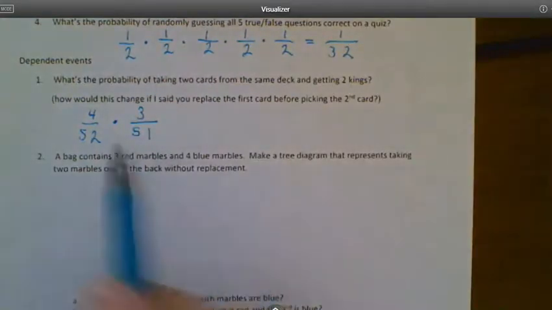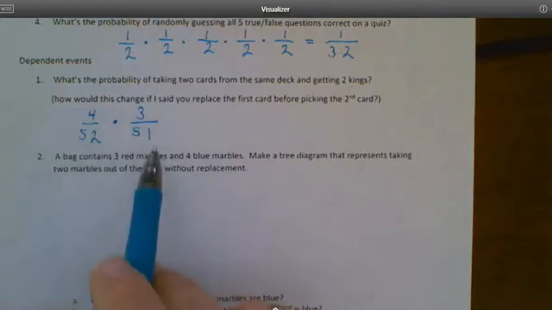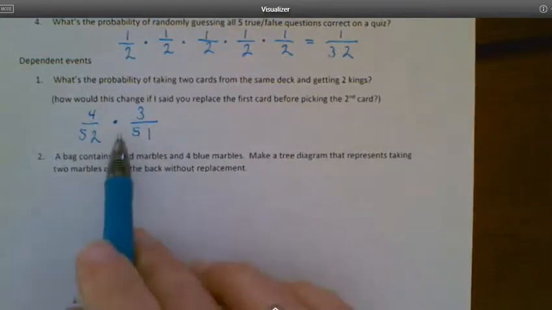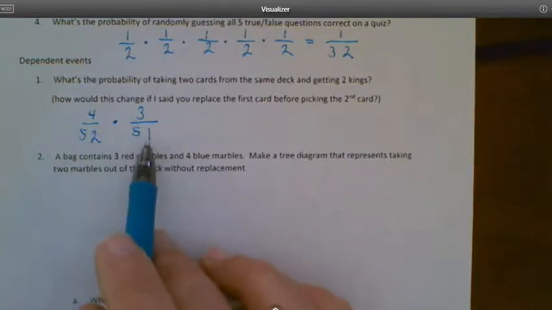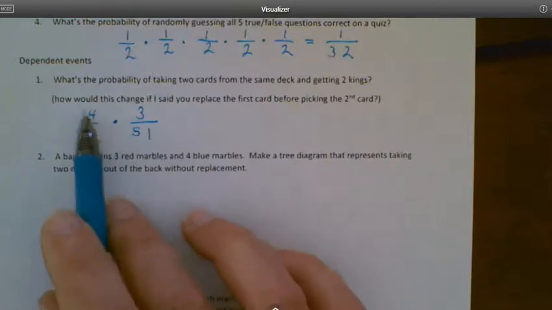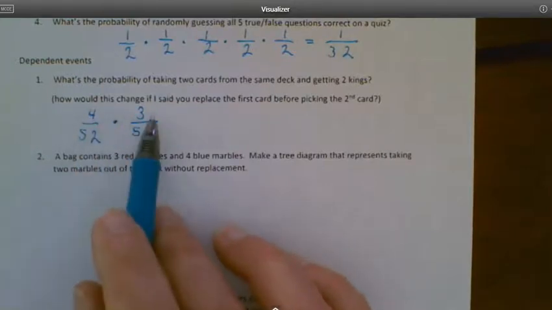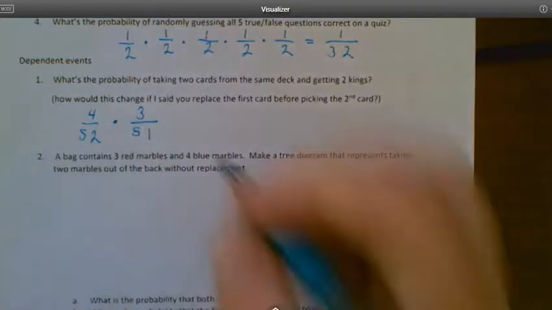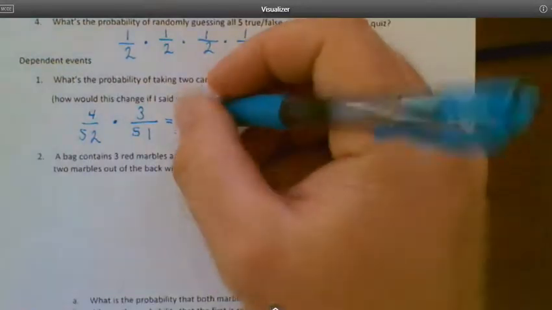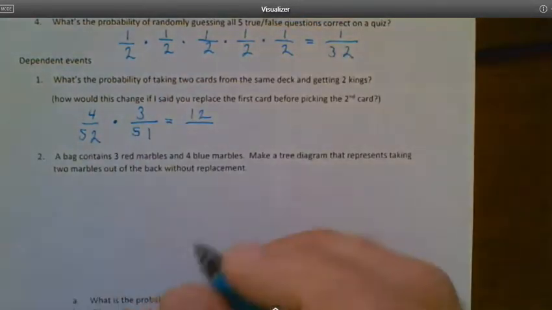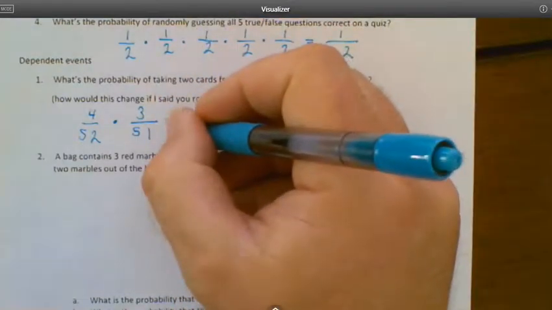And so you kind of have to consider the top and the bottom as far as what's being affected here. We started with 52 cards, but since I took out a king, now there's only 51 cards to choose from. And since there were 4 kings to begin with, now there's only 3, assuming that I got a king on my first pick. All right, so if I multiply those together, which is going to be a nice big number for us, we get a 12 on top, and we would get 2652 on bottom.